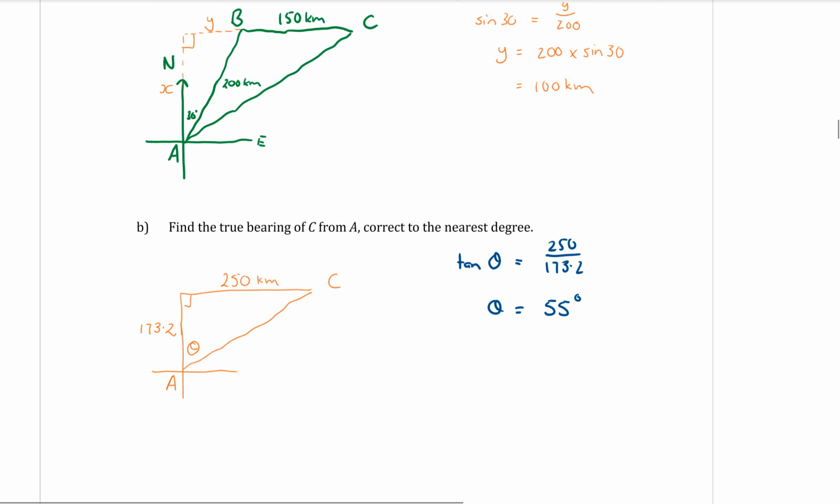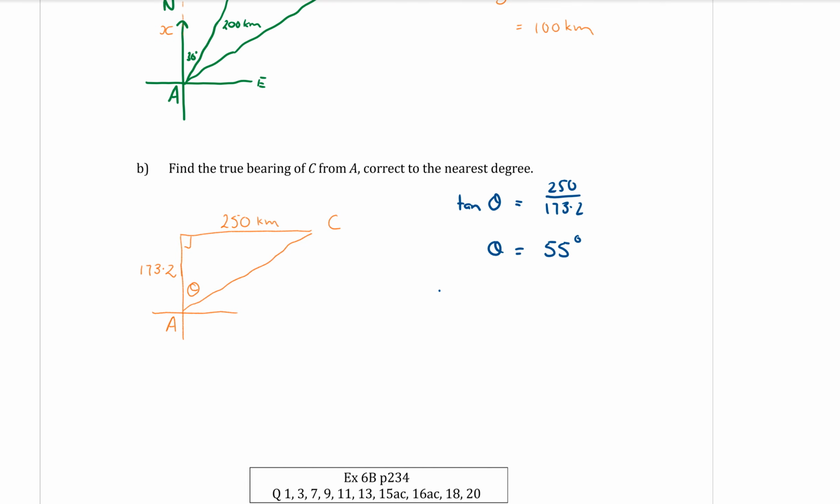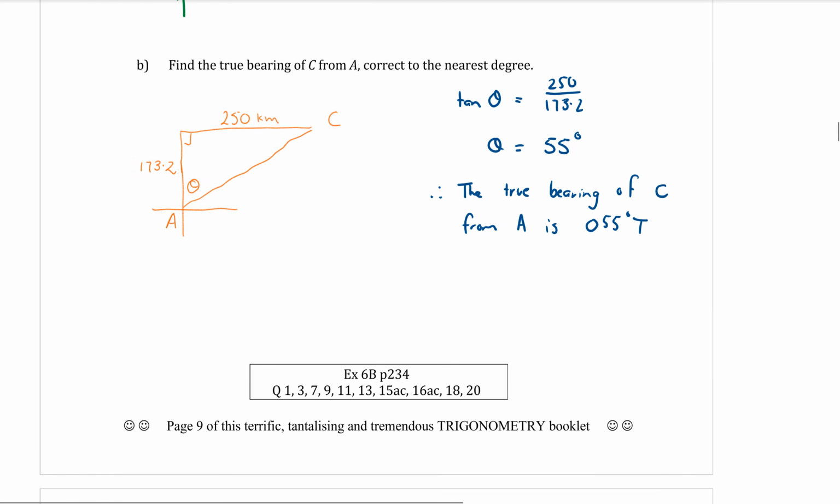Let's just make sure we write it as a bearing. Therefore, the true bearing of C from A is 055 degrees T. Okay, 3 digits with the T on the end for the true bearing. Easy, right? No worries. We can see the value of a very accurate, neat diagram. Okay, you wouldn't be able to do that question without a diagram where you can read things off. So you need to work on 6B.